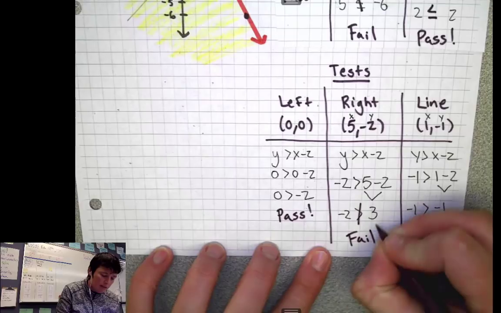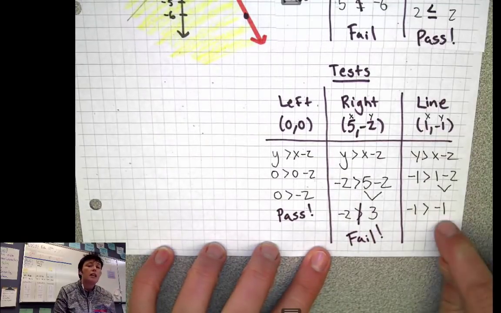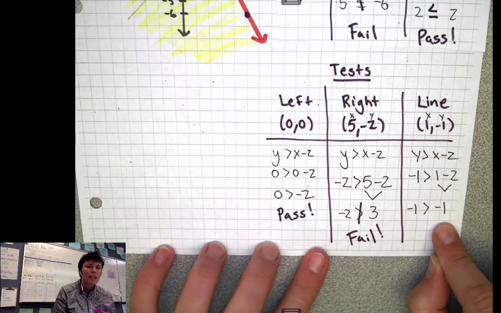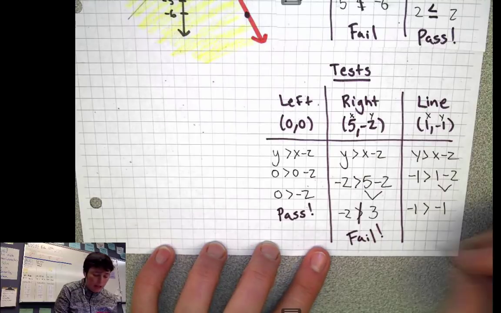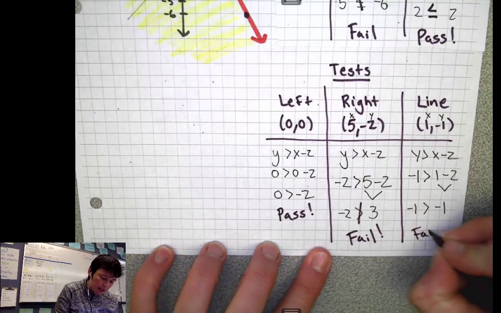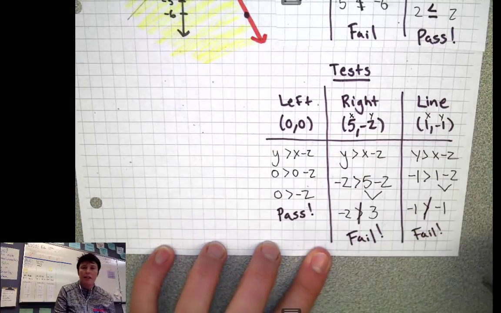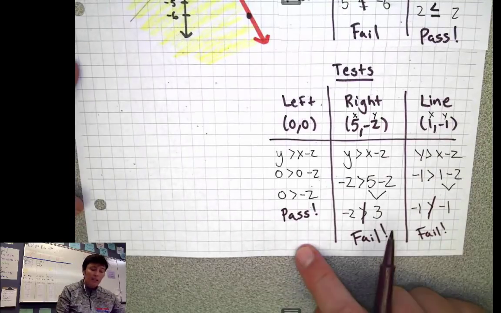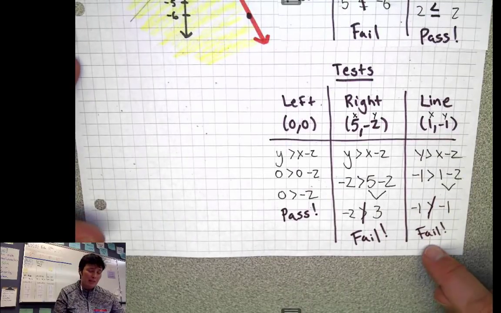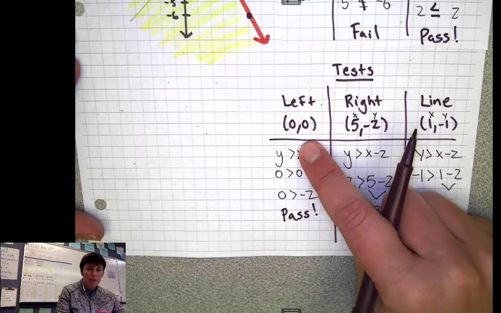That doesn't make sense. Is -1 greater than a -1? No, it's not greater. It's equal, and there's no equal sign. So here is another fail. This is not true also. I'll slash out that sign. So we have pass, and then we have fail, fail this time. So the only thing that passed was 0, 0.